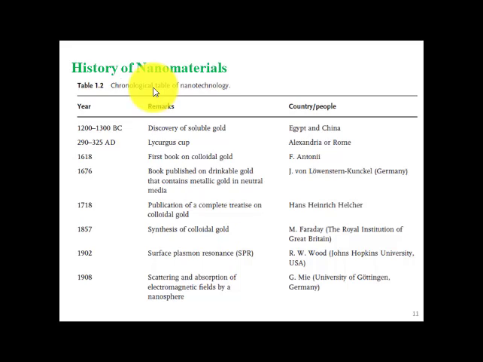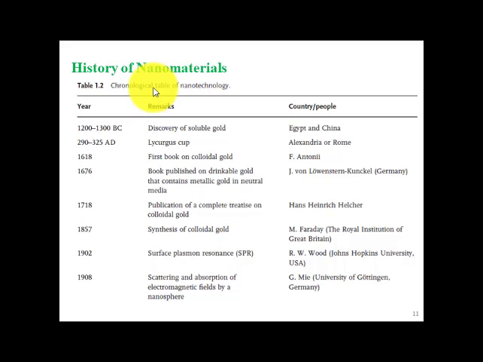1680, first book published on colloidal gold by F. Amonti. 1676, Germesius published a book on drinkable gold that contains metallic gold in neutral media. In 1718, publication of a complete treatise on gold colloid. 1857, it was the first time when Michael Faraday synthesized colloidal gold. In 1902, surface plasmon resonance was discovered.